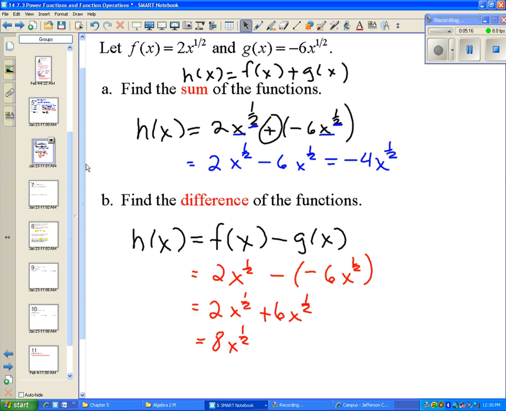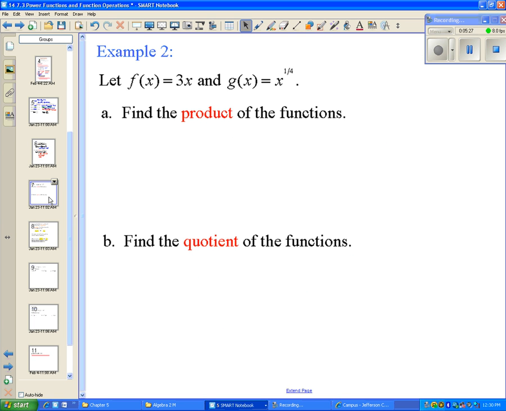There's my answer. There's adding and subtracting, or sum and difference, of functions. I just plug in the function and I solve for it. Well, what else can I do? Well, as I did earlier, I can multiply and divide. So again, my new function h of x is going to be f of x times g of x.